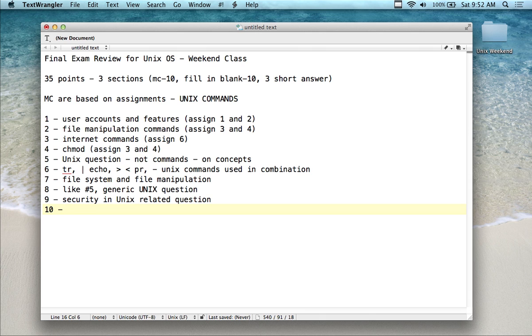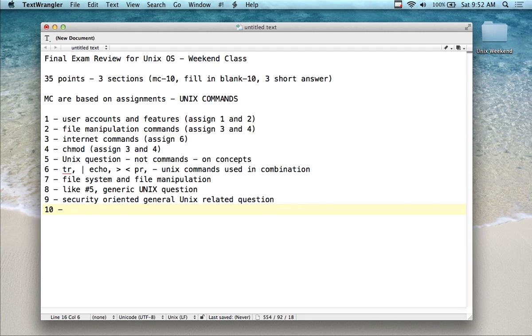Borderlines on being a generic Unix question, though. It's not a security question, but it's security oriented. So maybe I should say security oriented, general Unix related question. I know that this is very vague, but I can't read you the question. I have to be vague.